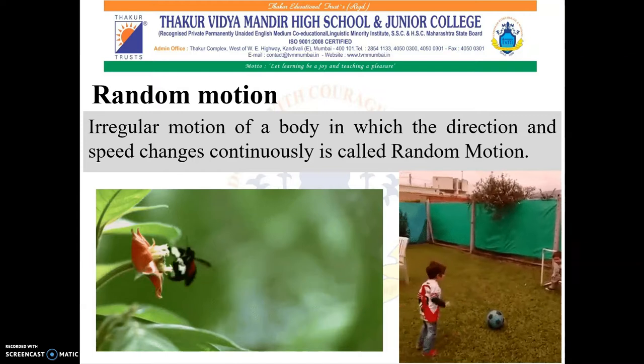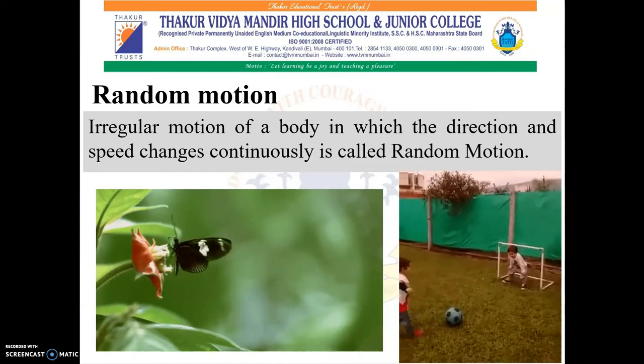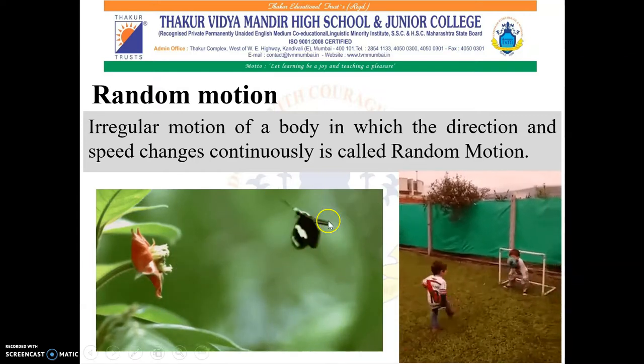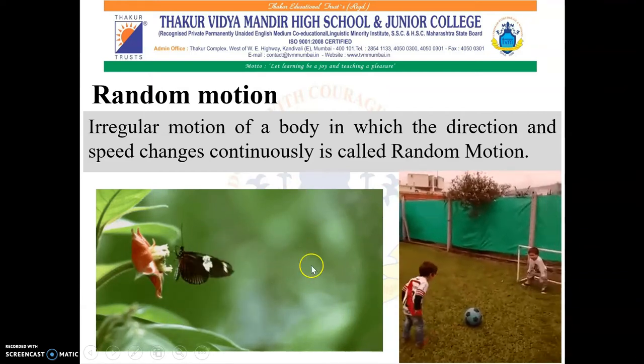A butterfly constantly flits from one flower to another. There is no definite direction to its motion. Such a motion is called random motion.